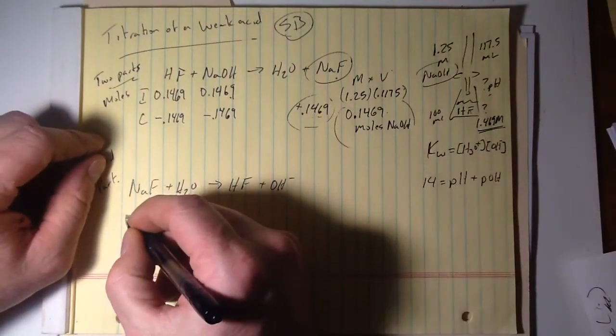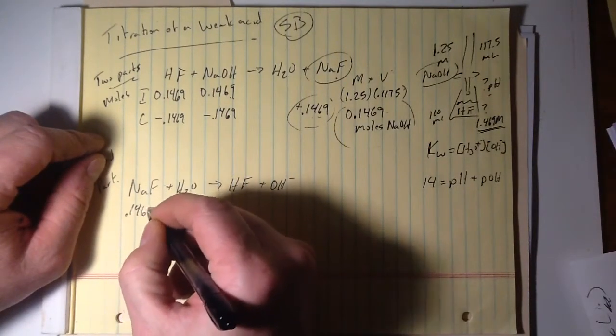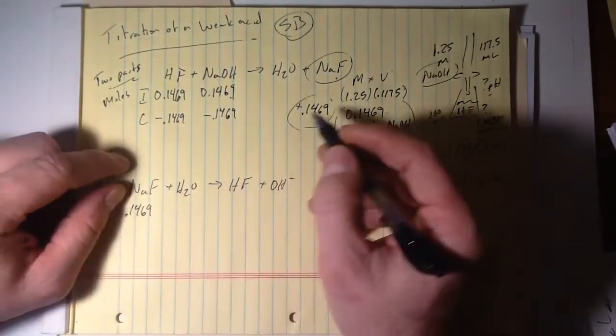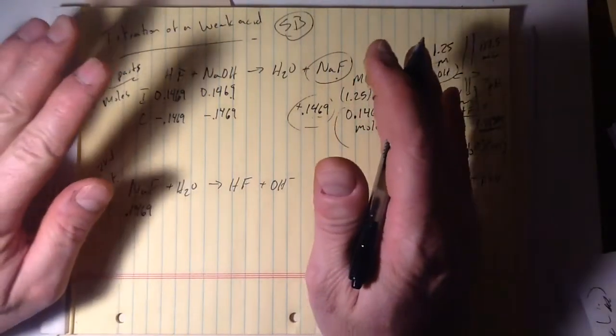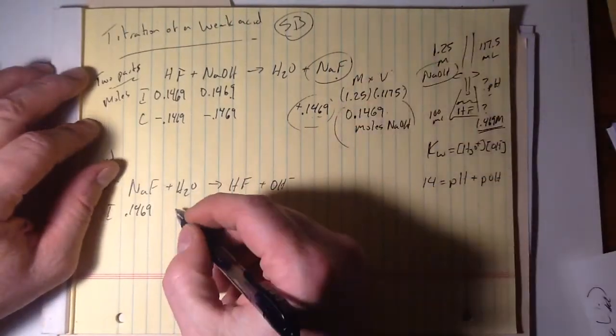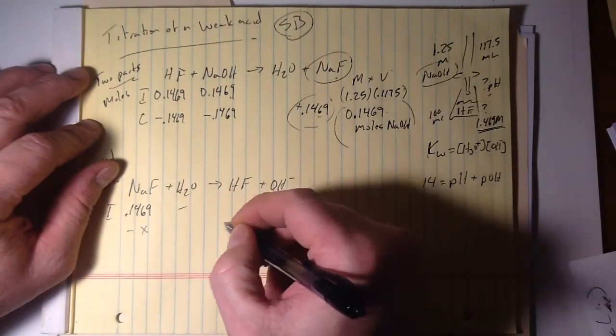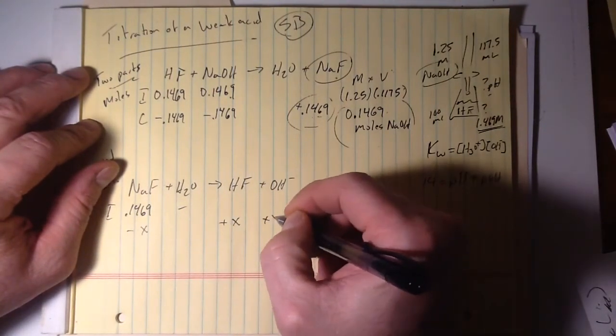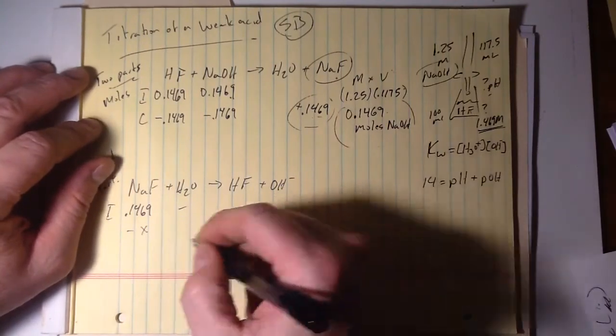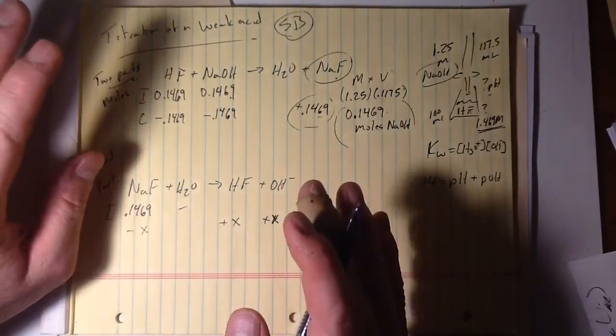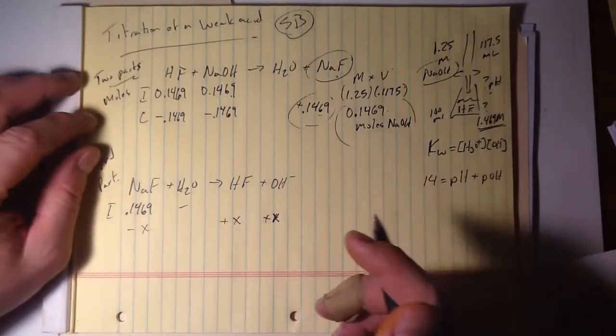So we can say, well, I know how much we started with, 0.1469 moles of this. I'm going to use moles for now, but we're going to have to get to molarity at the end. And of course, we don't worry about water. And we'd say minus X, because some amount of this goes to the right. It's going to be very small, but we still have to capture it.